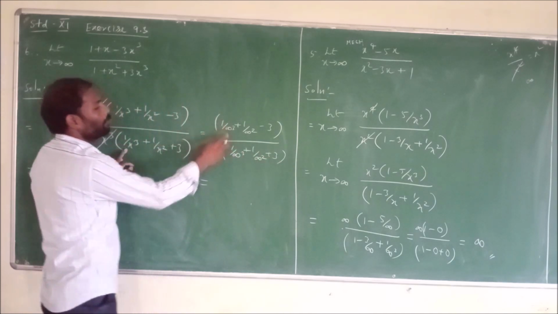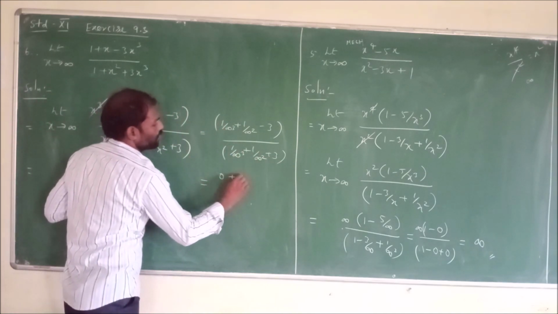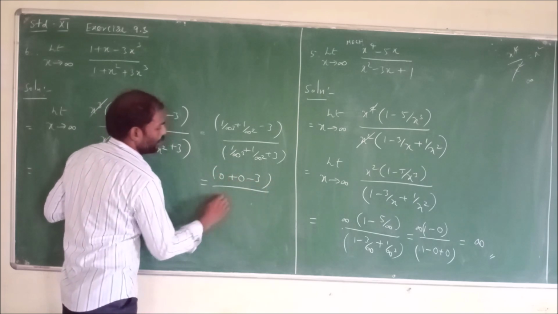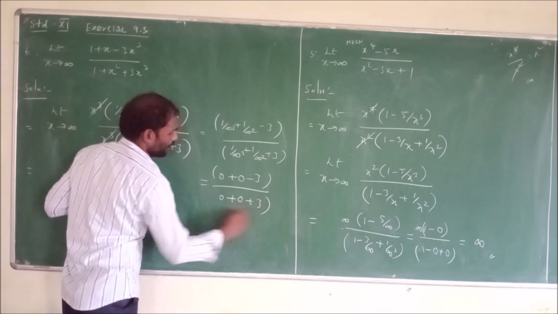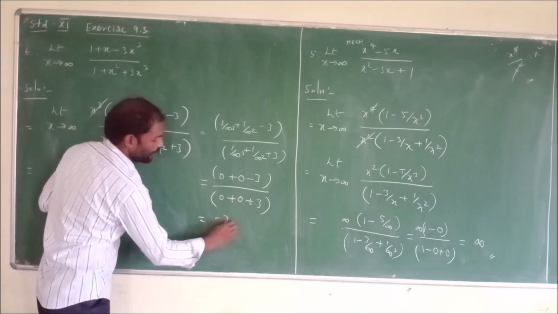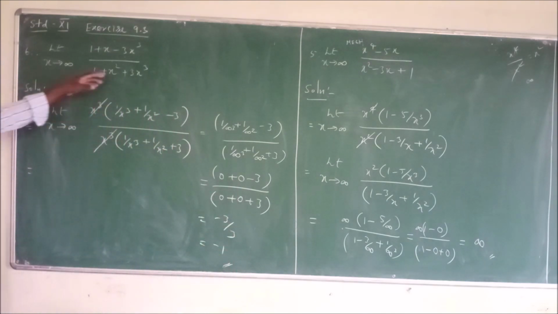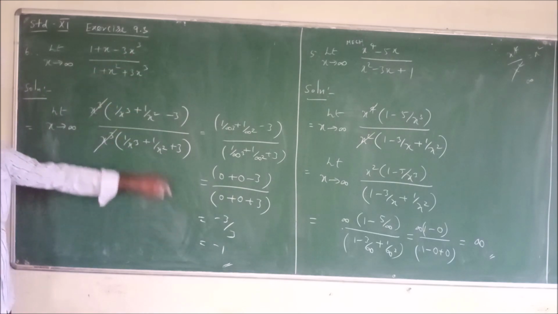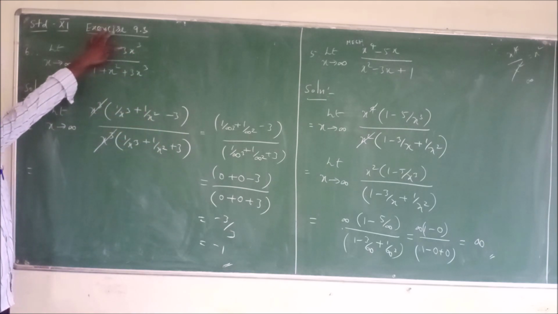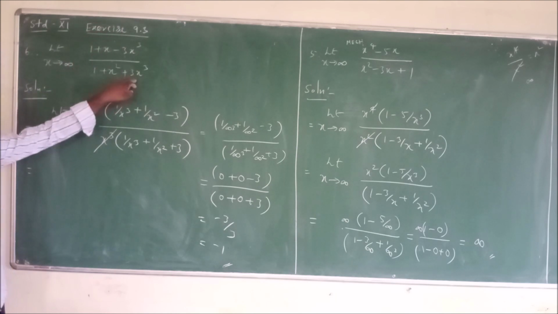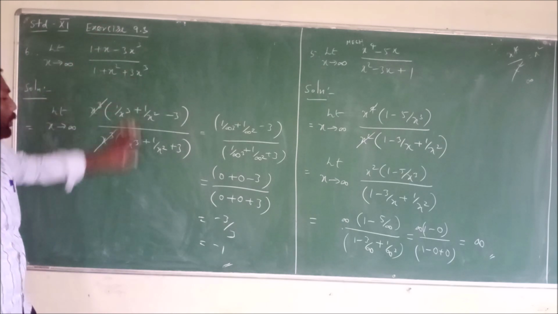Then anything by infinity is 0. So 0 plus minus 3 divided by 0 plus 3, so minus 3 by plus 3. Then we get the limit value is minus 1. See, equal degree, then the limit value is the coefficient of the higher degree of x cube in the numerator and the higher degree of x cube in the denominator.